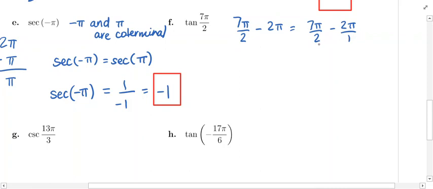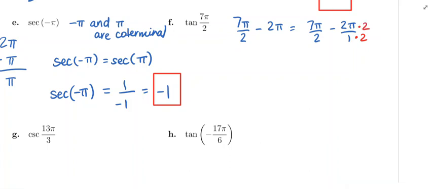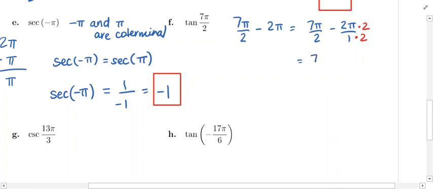So this first fraction is fine. It has the correct denominator. The second one doesn't. So we need to multiply by 2 to make it have the correct denominator. Since we did it to the bottom, we need to do it to the top. So we're going to get 7 pi over 2 minus 2 pi. 2 pi is going to be the same thing as 4 pi over 2. Okay, so we're going to get 3 pi over 2.